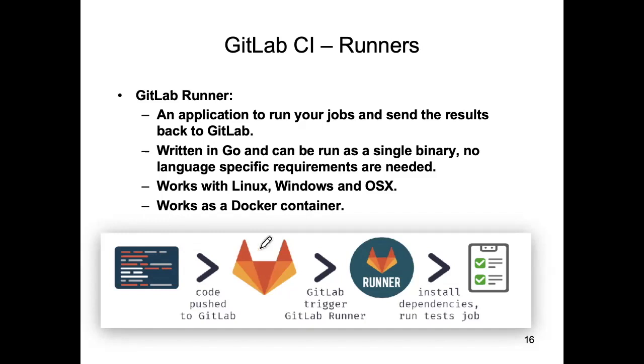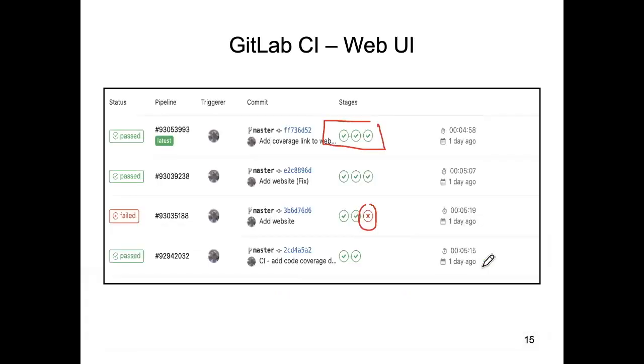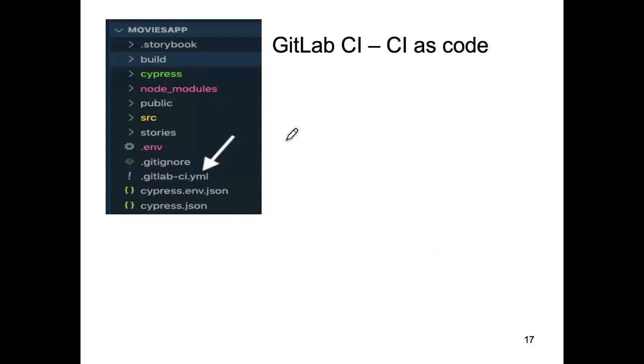GitLab then will detect the YAML file, which will cause it to run an instance of the GitLab runner on an available server, and then provide the YAML file to that GitLab runner, and it executes our pipeline and produces some output. And the output is what we saw there. So I'll leave it at this slide.